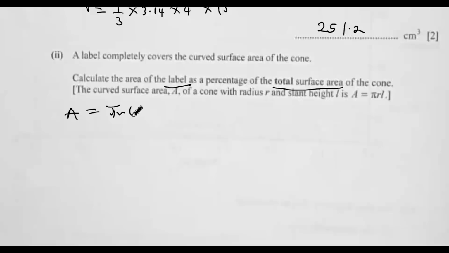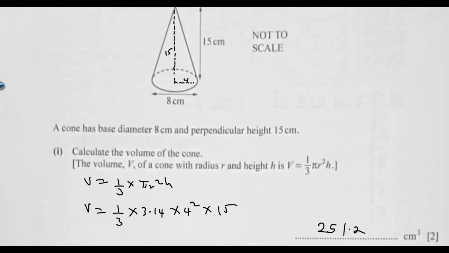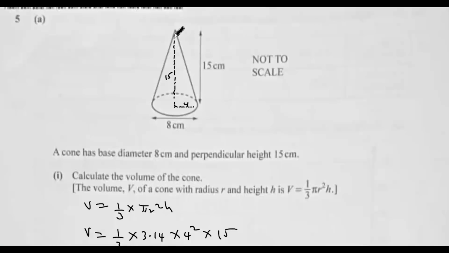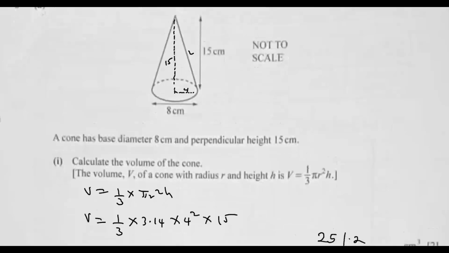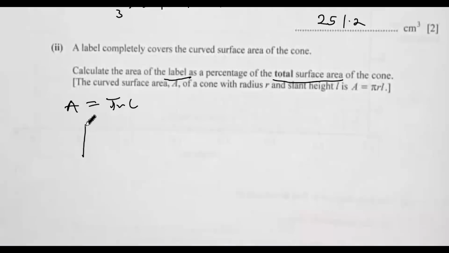For that reason, let's draw out the triangle from this shape here. The height is 15 centimeters, the radius is 4 centimeters, and this is the slant height L over there. So I'll draw out the triangle. I already know this to be 15 centimeters, and here is 4 centimeters. This is not drawn to scale, and this will be L here. So this is a right angle triangle.